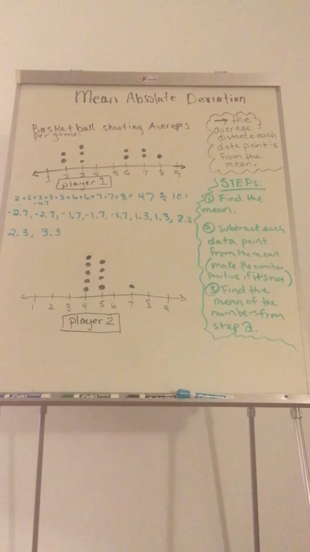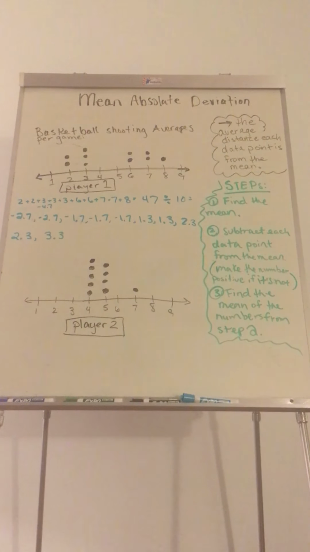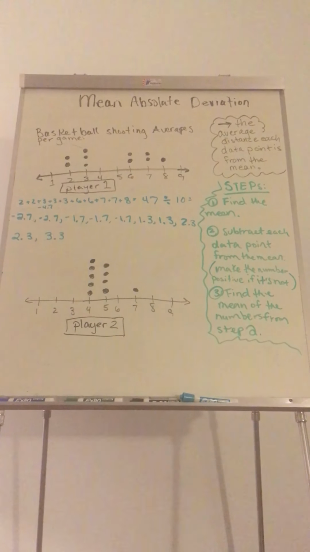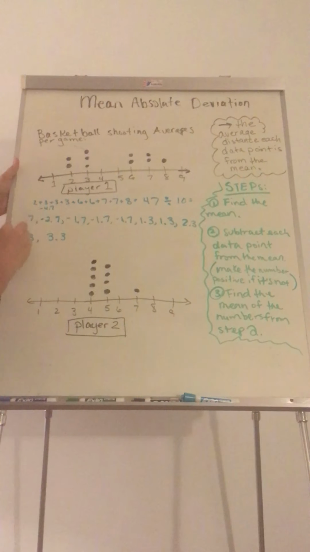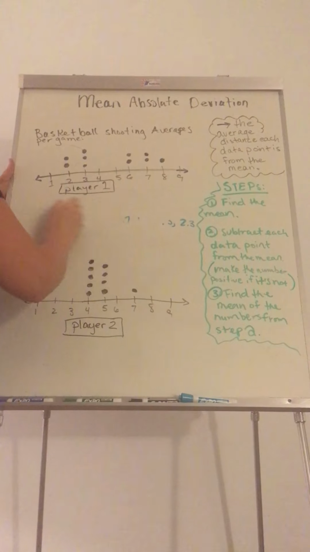Hey guys, we are moving on to something called mean absolute deviation today. And basically what you're doing is you're finding the mean of a set of data, and then you're finding out how far each data point is away from the mean, okay?